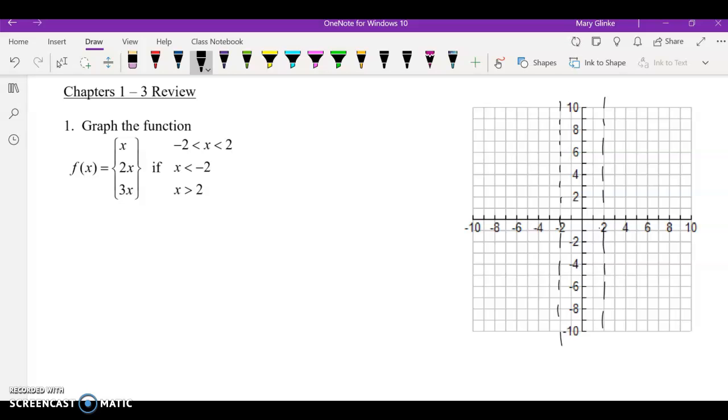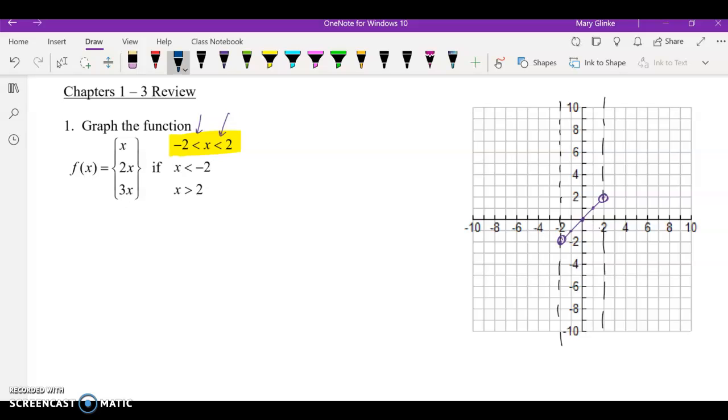So if we were to graph the normal line y equals x, our y-intercept is 0 and our slope is 1. So we would get something that looks like this, but we only want from -2 to 2. That means we only want this middle portion of that line. So we would connect those points, and on our endpoints, if it's just less than or greater than, you would use an open circle to show that 2 and -2 aren't actually part of the graph for that line.